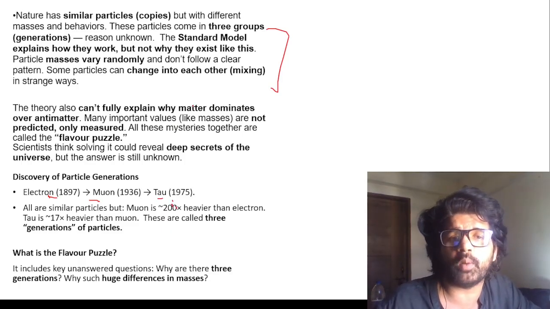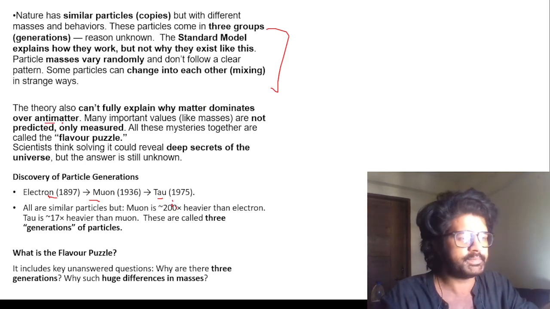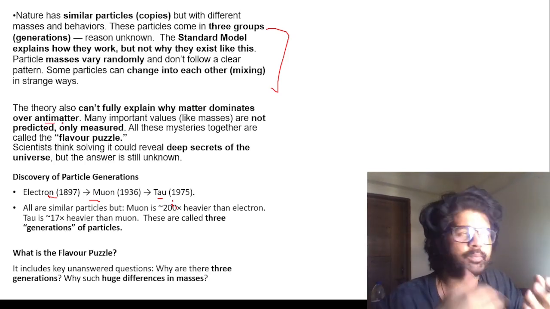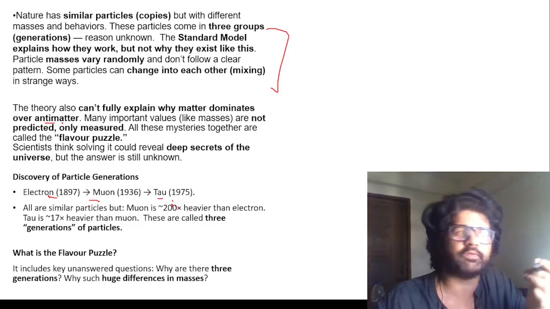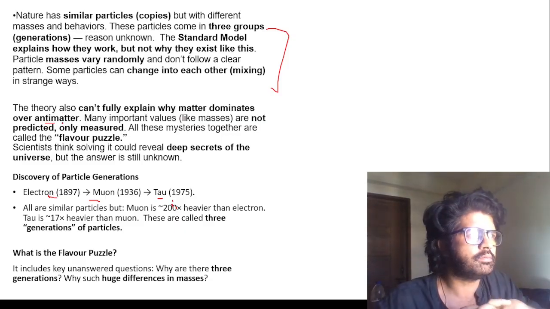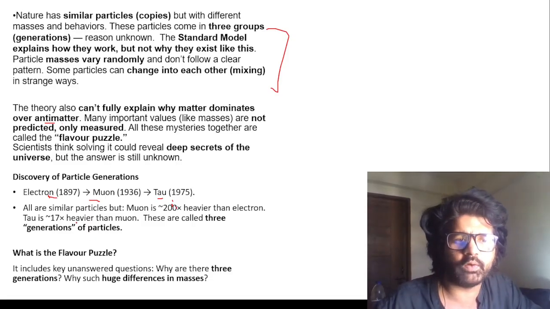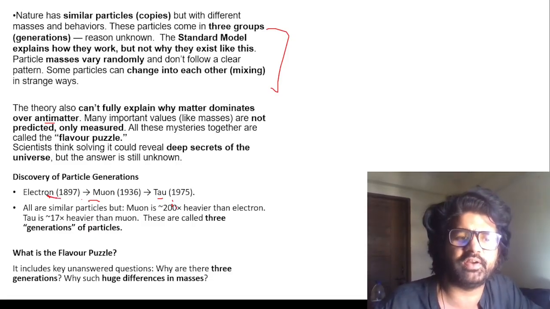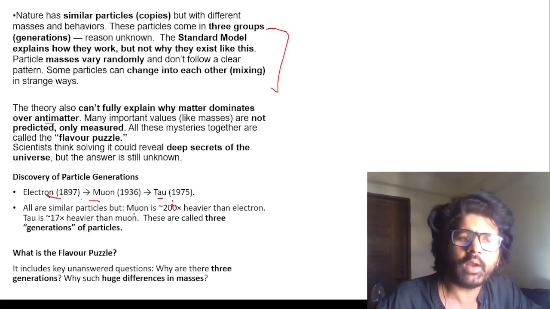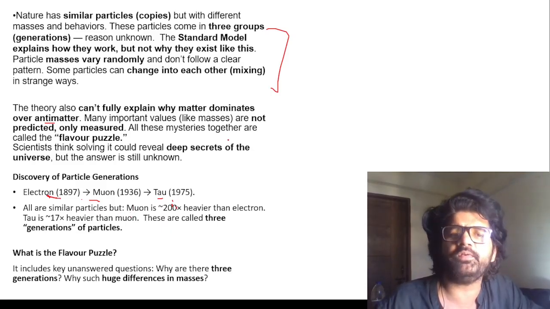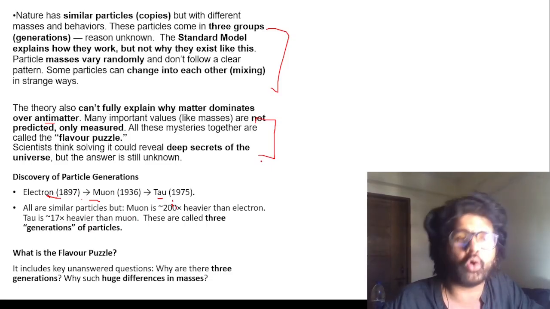Why does matter dominate over antimatter? So you have proton, you have the opposite of proton, antiproton. You have electron, you have the opposite of electron, positron and all. Why do you have it? Why does matter dominate over antimatter? Why do we have 3 generations of electrons of different masses, and what is determining these masses? If we understand these things, we will understand a lot about the universe.